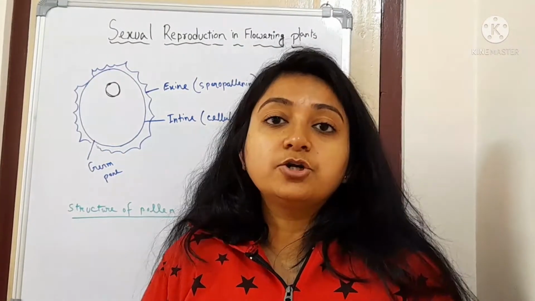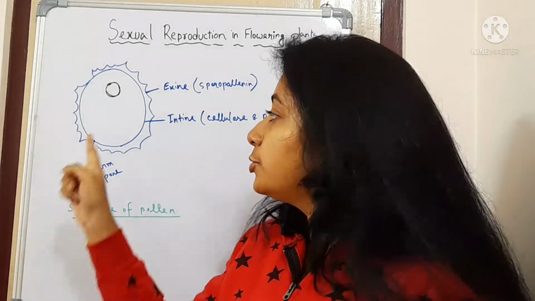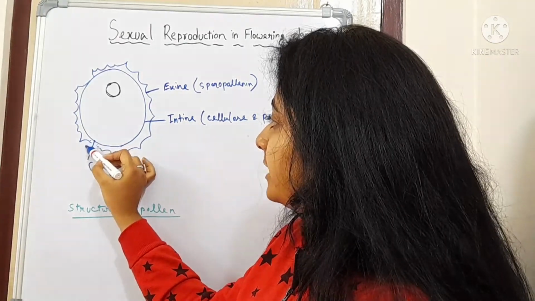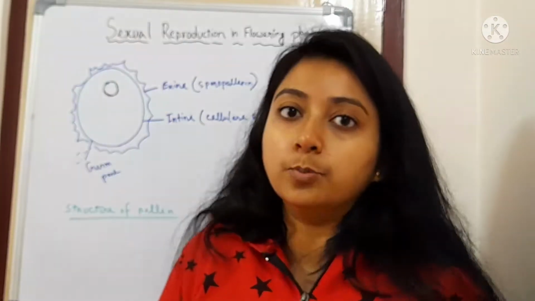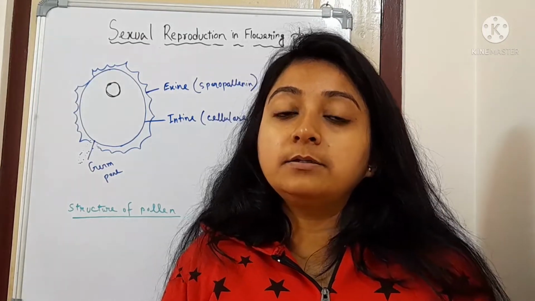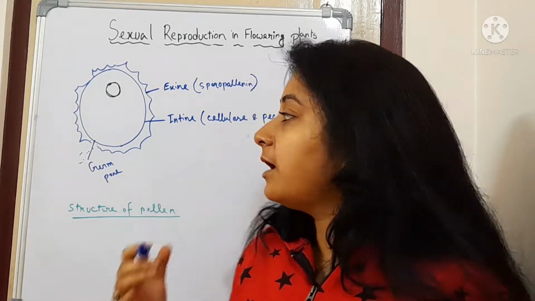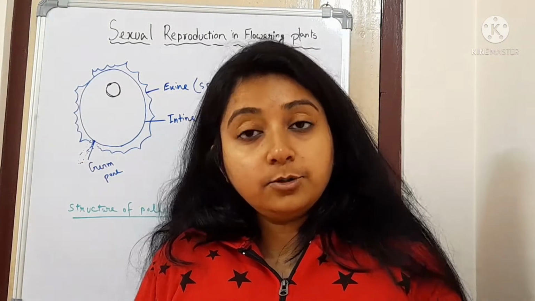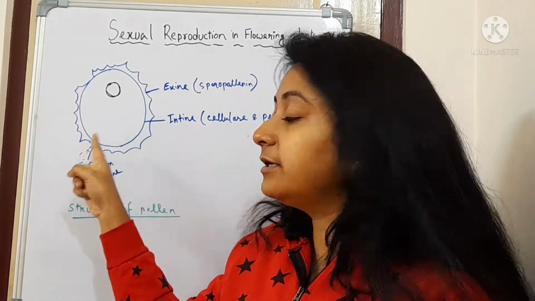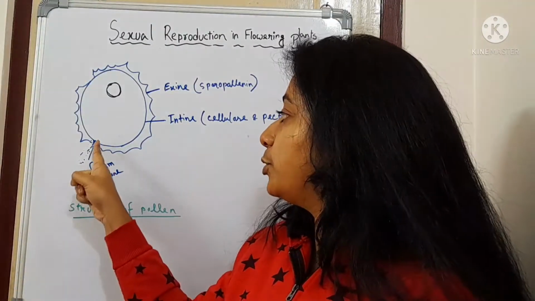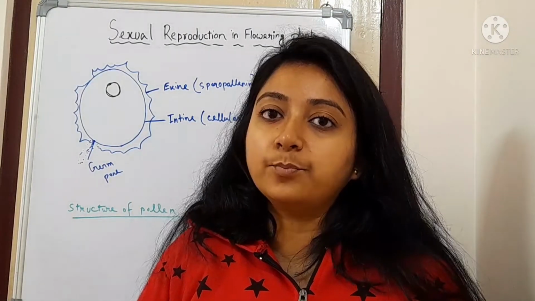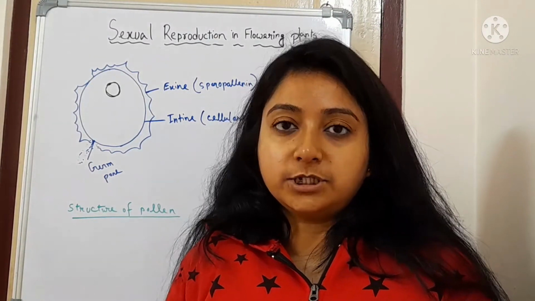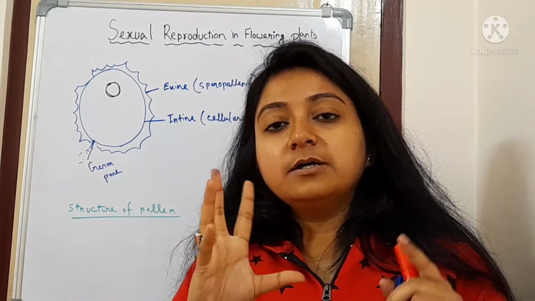What is the function of this germ pore? During fertilization, through this germ pore, the intine will bulge outside and form a pollen tube when the pollen grain starts to germinate. During pollination and fertilization, these pollen grains will germinate and the pollen tube will be formed through this germ pore. So this is the function of the germ pore, which allows the pollen tube to grow outside. This is the overall structure of the pollen grain.